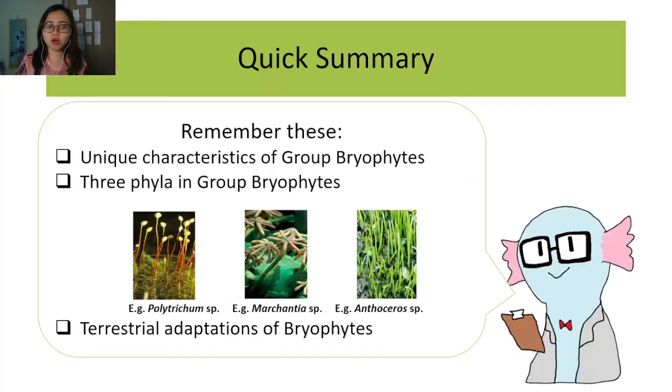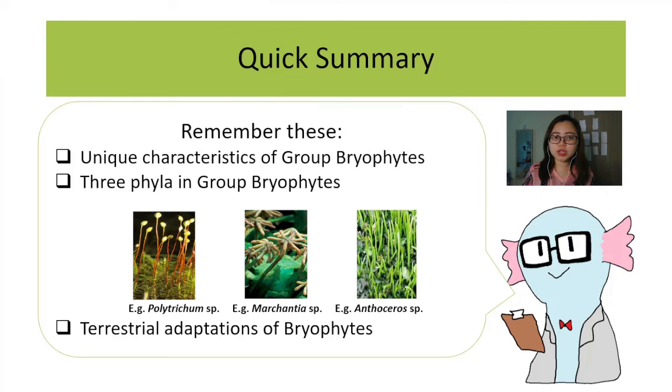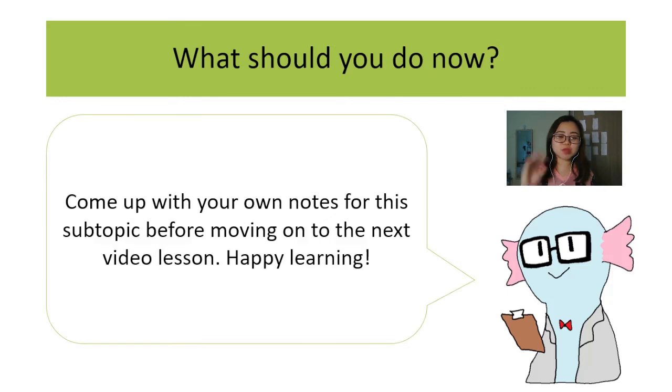Okay, so that is all the terrestrial adaptations for bryophytes. So just as a very quick summary, please remember these points. Remember the unique characteristics of group bryophytes. Remember the 3 phyla that we look at in group bryophytes, and also the terrestrial adaptations of these. Bryophyta, Hepatophyta, Anthocerophyta. Okay, so that's pretty much it.